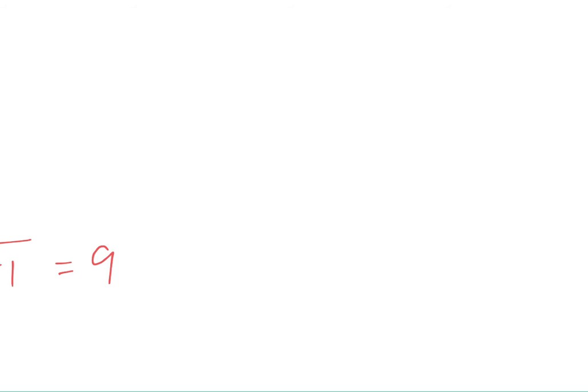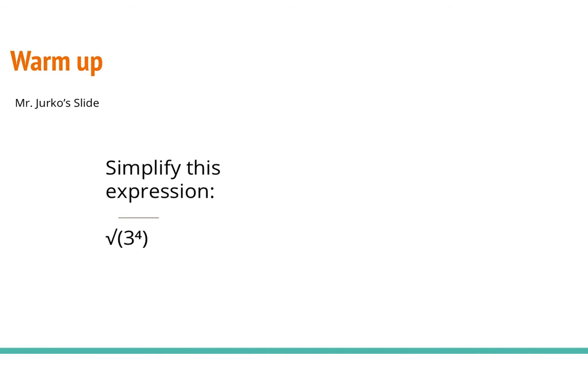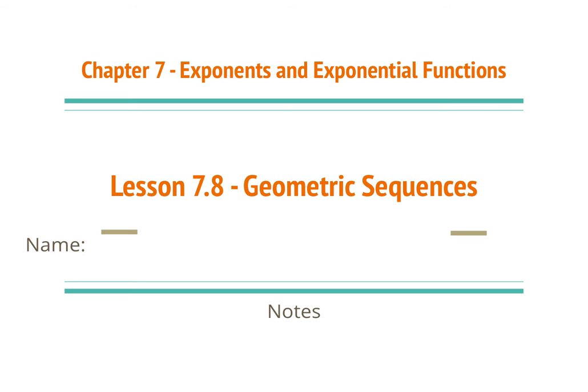Okay. I need you guys to copy down, draw a line, lesson 7.8 geometric sequences, and I also need you to put somewhere we are skipping lessons 7.6 and 7.7. So we're going from 7.5 all the way to 7.8. I need you to write both of those down.